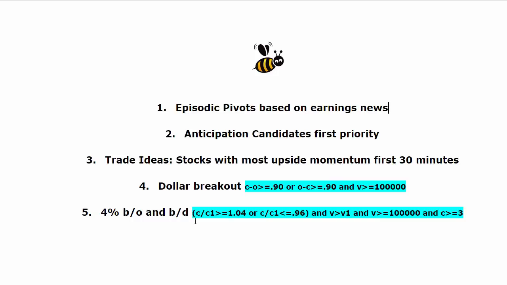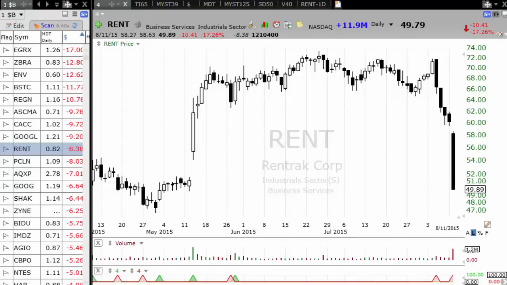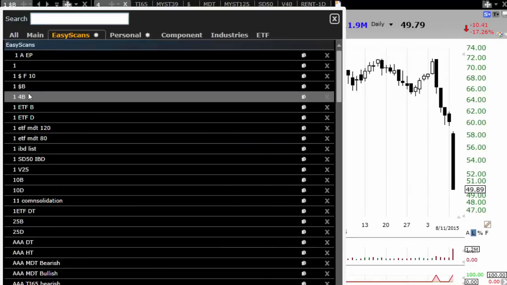The next scan is more focused on finding small caps, because small caps, when they break out with force, keep going up. These are stocks making either a 4% move to the upside or to the downside, and they also have a volume surge. So their volume is higher today than it was yesterday. Volume is about 100,000 and they are above the price of 3. Now this kind of scan gives you candidates which are breaking out.